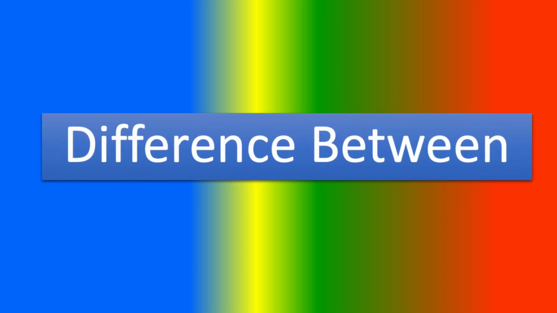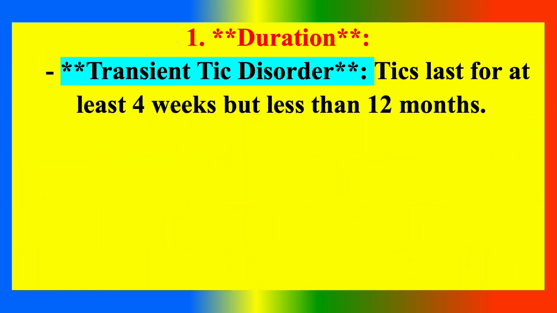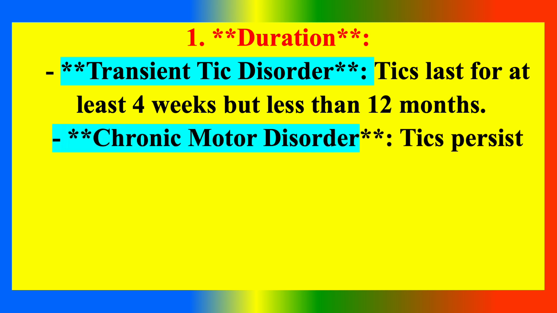Difference between: 1. Duration. Transient tic disorder: tics last for at least 4 weeks but less than 12 months. Chronic motor disorder: tics persist for more than 1 year.